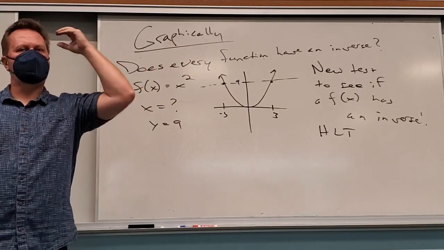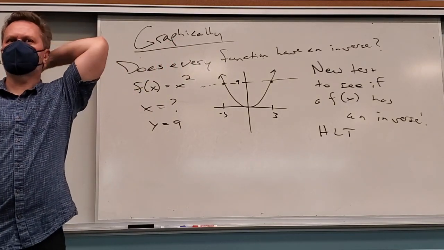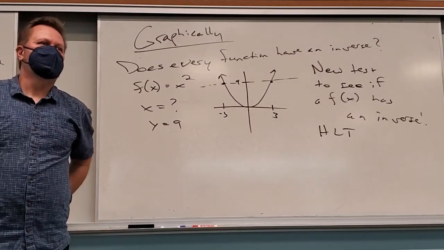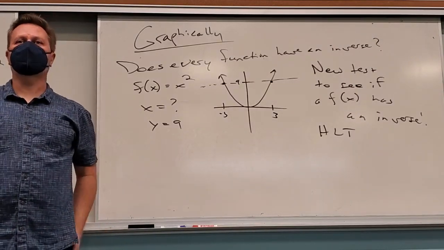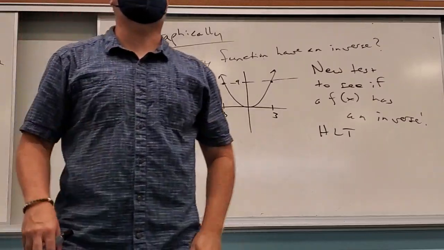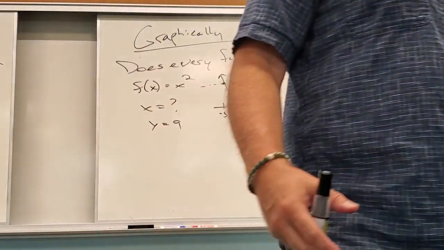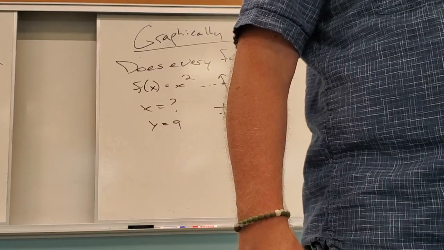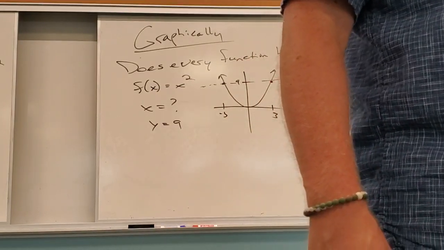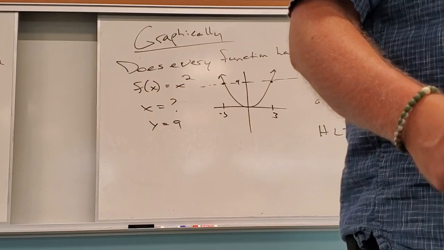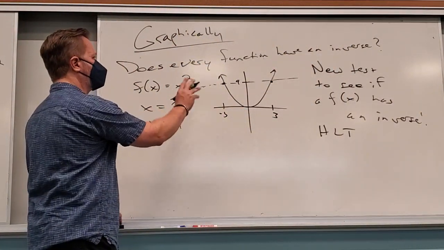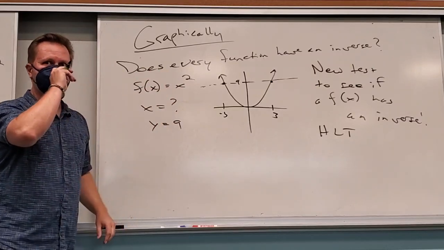Now, some of you might be saying to yourself, wait a minute, I know the inverse of squaring something. You think you do. So what's the inverse of squaring something? Taking a square root. But whenever I take a square root, what do I have to put? Plus or minus. So it's not a direct function then, is it? So that's number one. I'm going to come back to this in a minute.